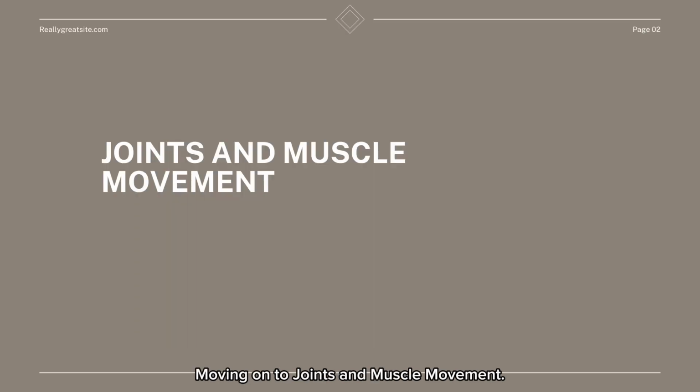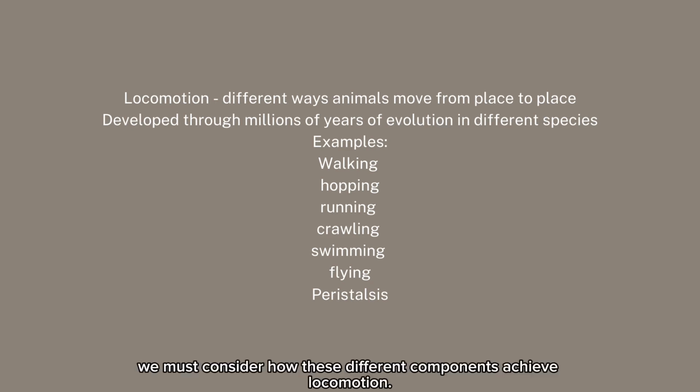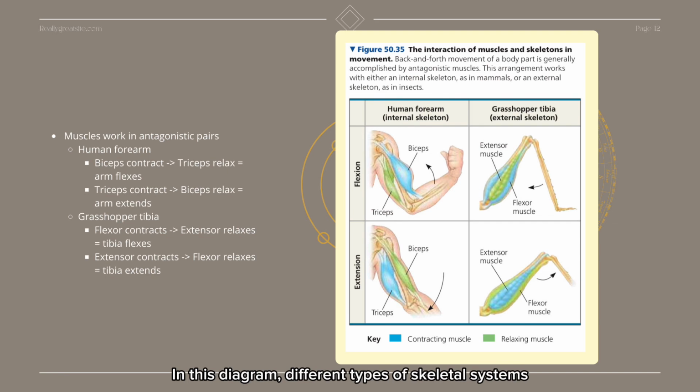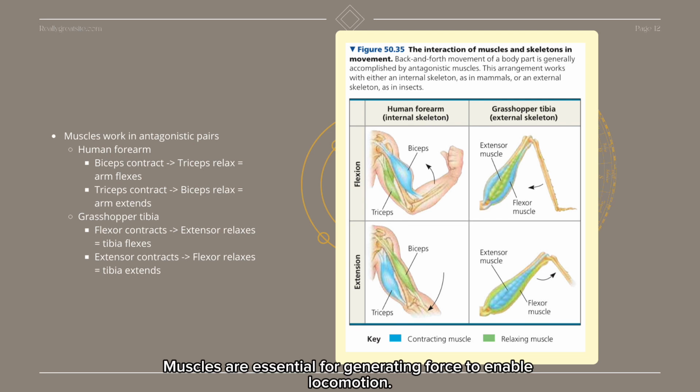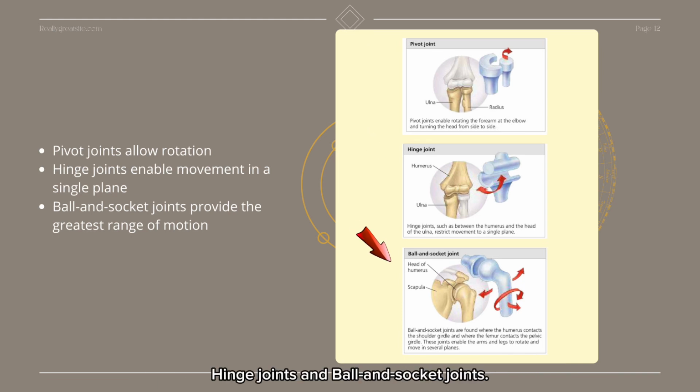Moving on to joints and muscle movement. With the presence of our joints, muscles, and skeletons, we are able to achieve locomotion. However, we must consider how these different components achieve locomotion. In this diagram, different types of skeletal systems transform muscle contraction into locomotion. Muscles are essential for generating force to enable locomotion. In complex skeletons, we can find three types of joints: pivot joints, hinge joints, and ball socket joints.